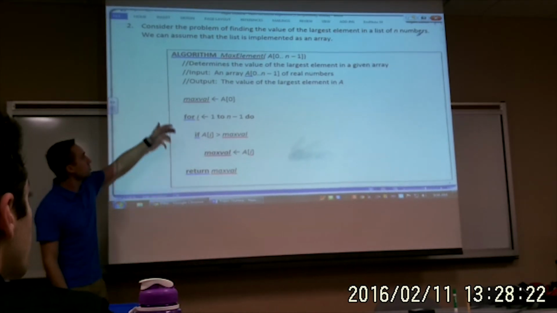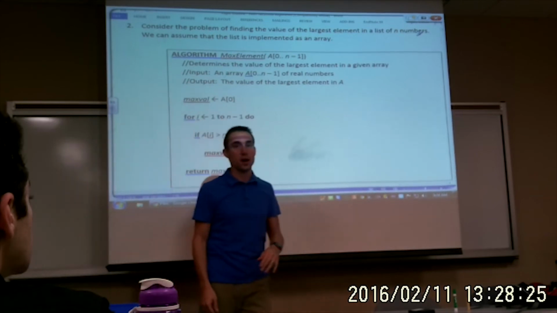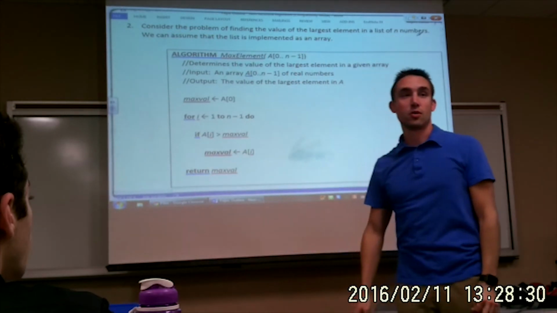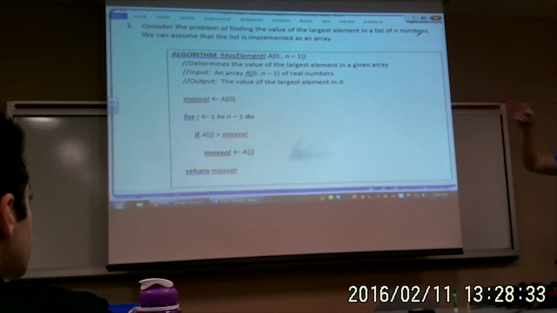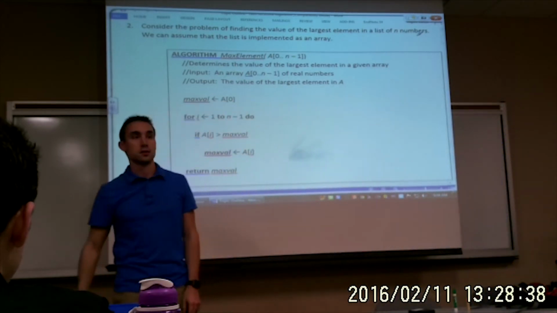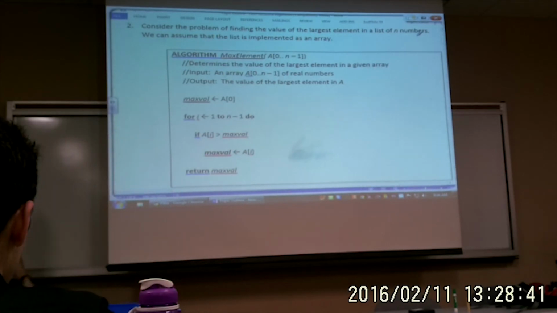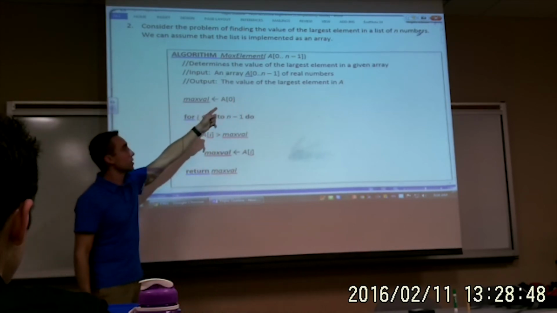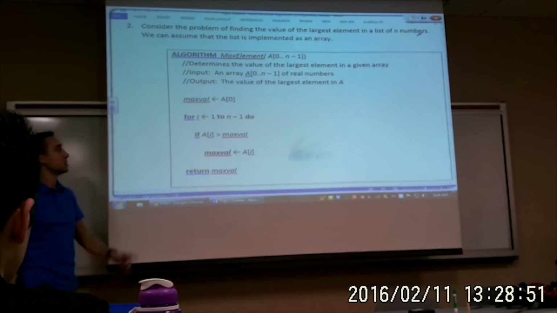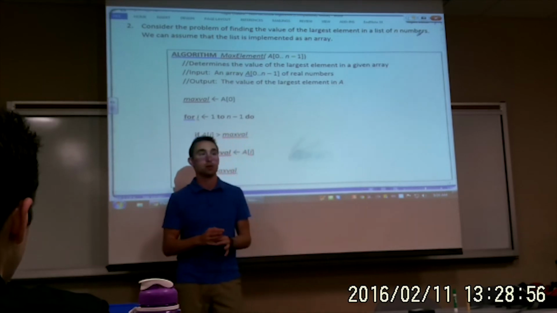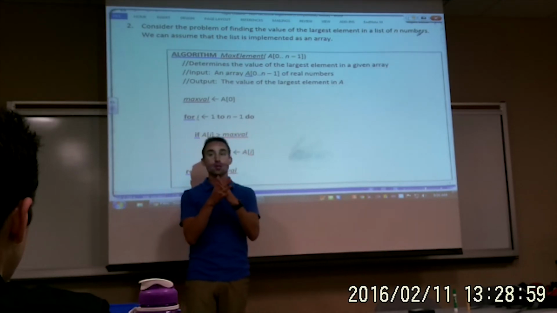Okay? Now, if you look up here at these 3 comments at the top, you'll always see those 3 sets of comments in this form of pseudocode. The first tells you what it does. So this algorithm determines the value of the largest element in a given array. And then it'll tell you what it accepts and what it returns. So the input to this is an array, starting at 0 to n minus 1, of real numbers. Output, or the return, is the value of the largest element in the list. So any questions on this algorithm?